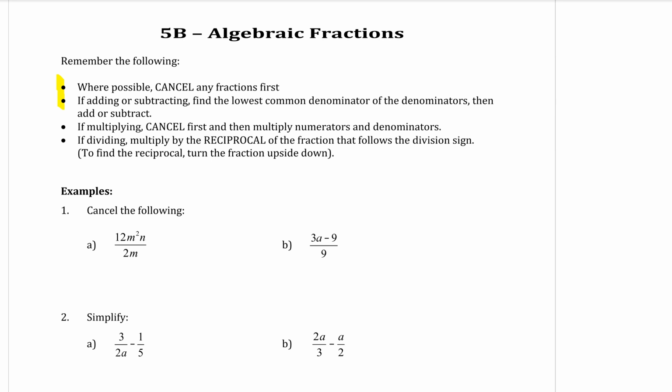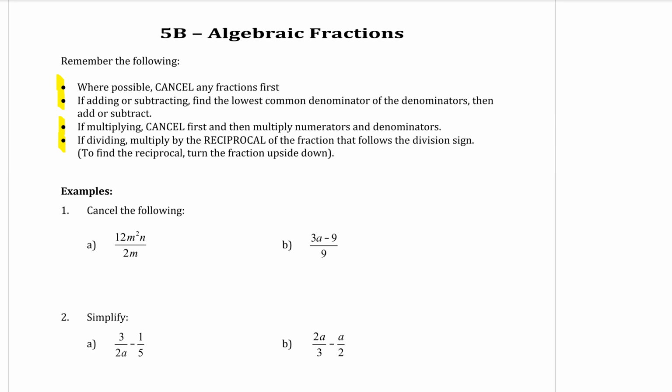If you are adding or subtracting, you must find the lowest common denominator before you add or subtract. When you are multiplying, you cancel first and you cancel anything on the top with anything on the bottom. And then once everything is cancelled, you multiply the numerators and then you multiply the denominators. If you are dividing, multiply by the reciprocal of the fraction that follows the division sign.